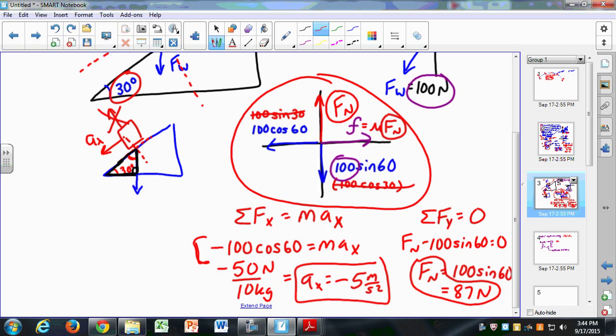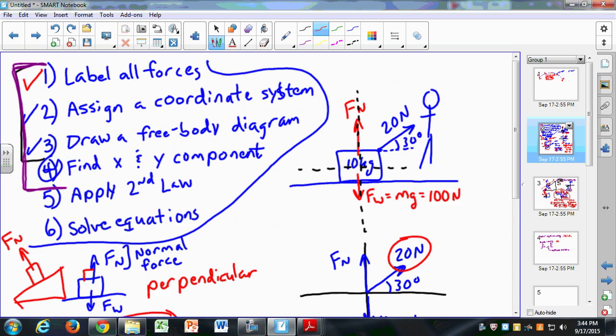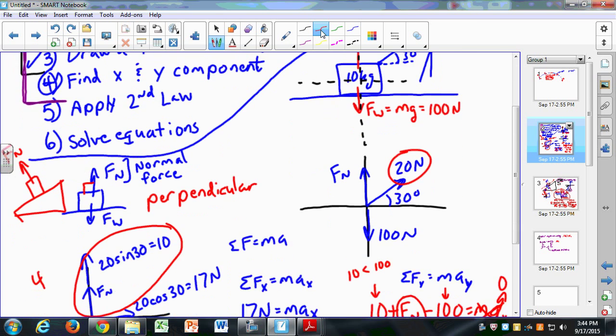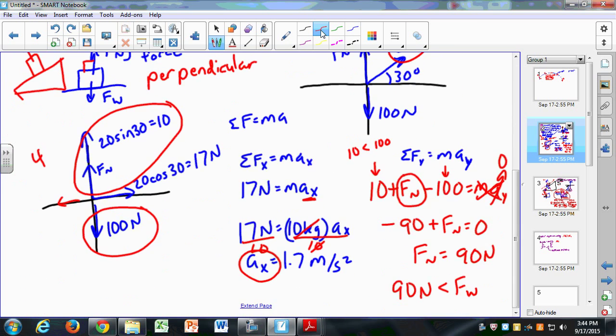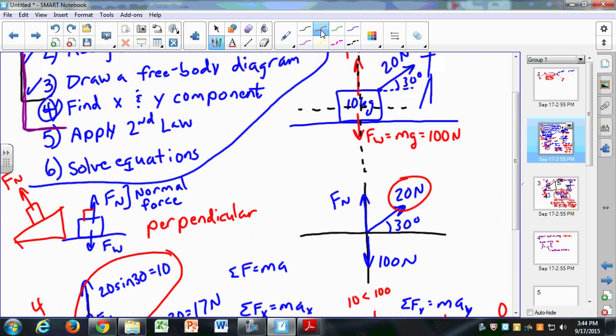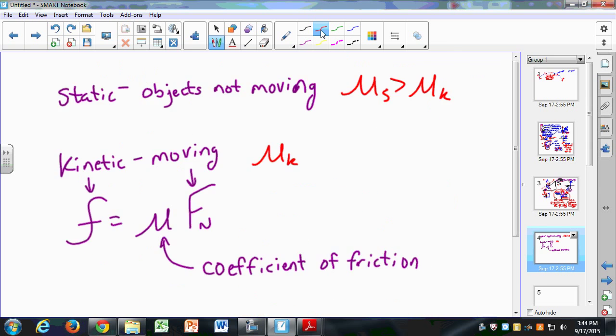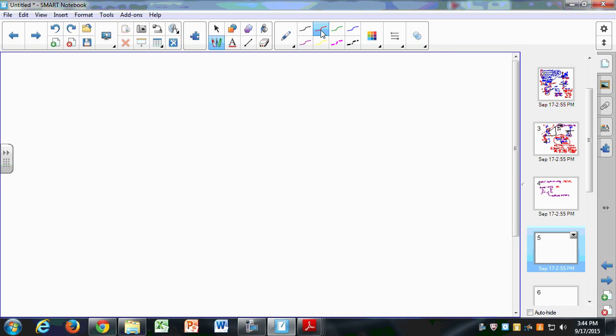All right. Let's work a simple problem. We'll revisit this problem right here. We'll just take this problem, 20 newtons, 10 kilograms. I'm going to go down a little bit. So I had a 10 kilogram block. This is the same problem.